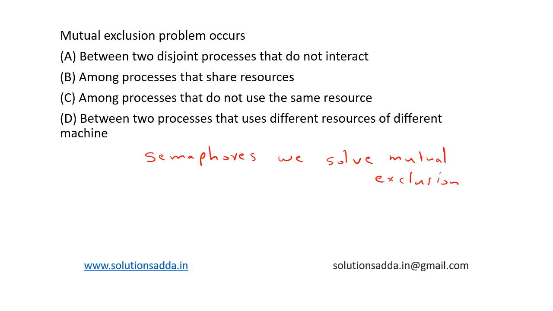Now let's see the options. Option A, between two disjoint processes that do not interact, false. Option B, among processes that share the resources, true. Option B is the correct answer here because mutual exclusion happens when two or more processes share the same resource but cannot access the same resource at the same time. Let's see option C, among processes that do not use the same resource. This is also false. Option D, between two processes that use different resources of different machines. This is also false. So based on the options, option B is the right answer.